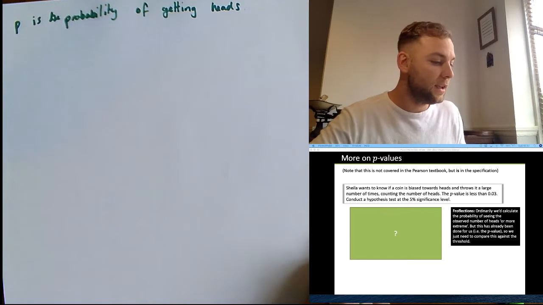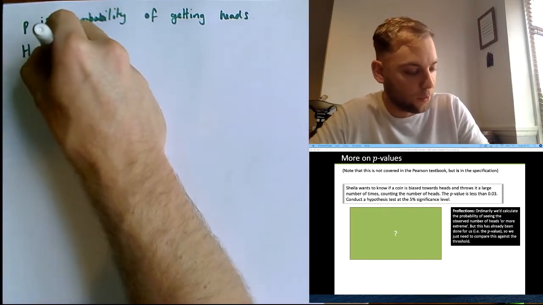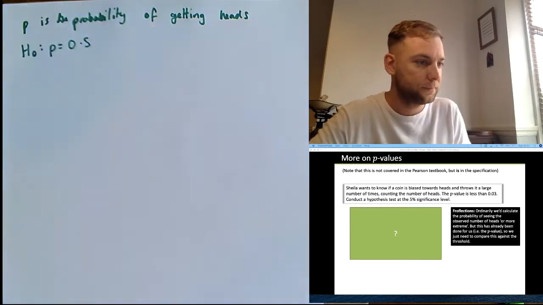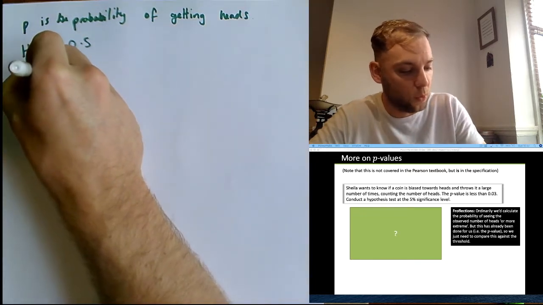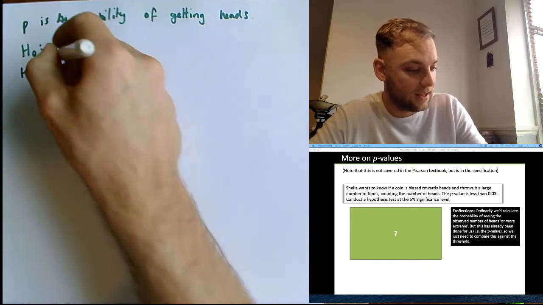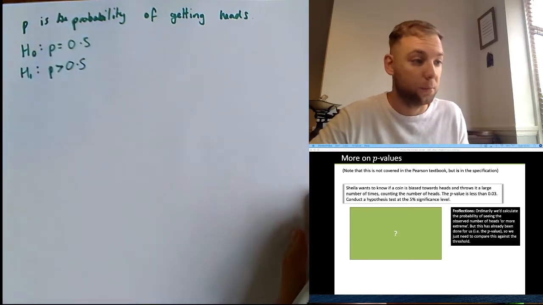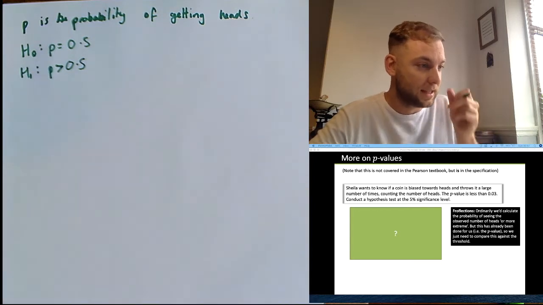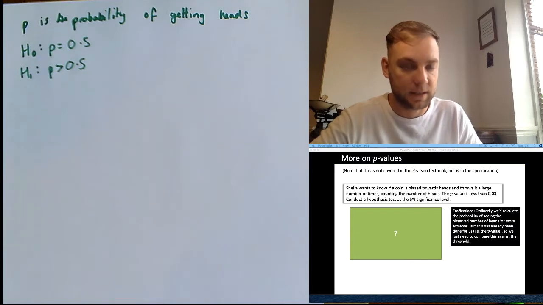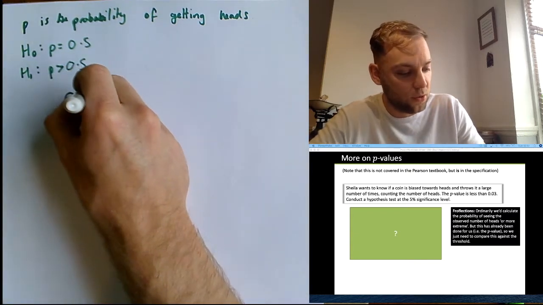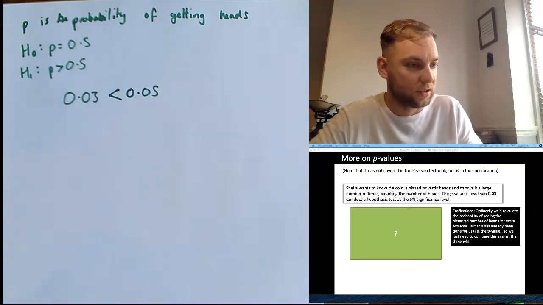Okay. We say our null hypothesis, H0, is that the probability is equal to 0.5. Sheila wants to know whether it's biased towards heads. That means the probability of heads is going to be greater than 0.5. She throws it a large number of times, and she actually gets a p-value of 0.03 with a significance level of 5%. So straight away, we can just say that 0.03 is less than 0.05, which is our significance level.